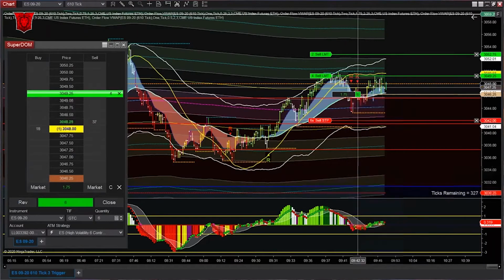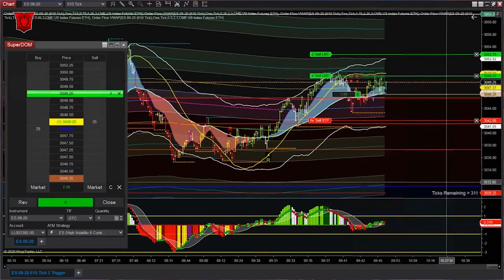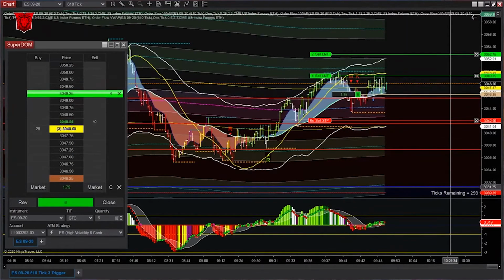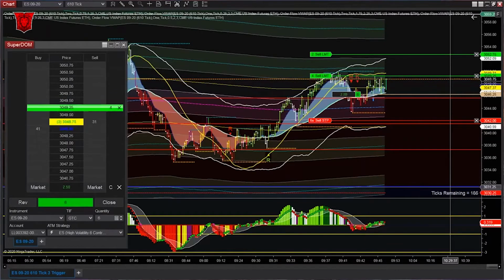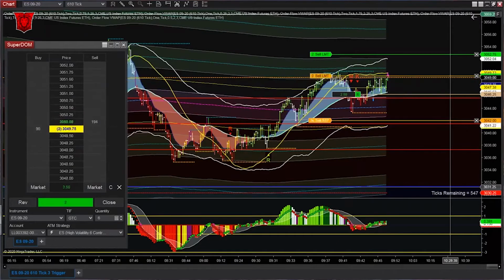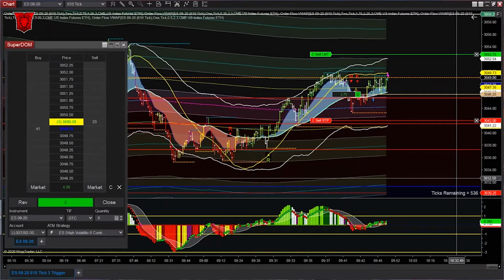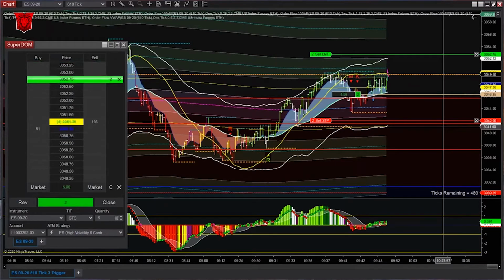It's going to keep on testing this fill line until it has enough buyers to break that off. But if you know the pattern, there we are. So now let's look at this. What time is it? That's around 29:49.